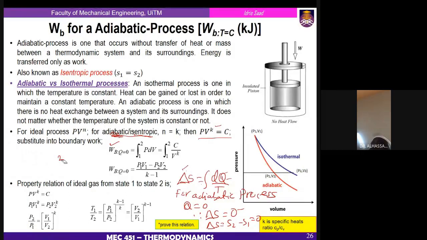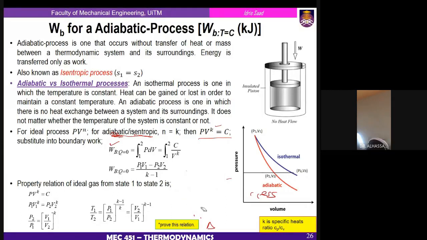Let me delete this part so we can have more space. Now if we want to develop the equation for this adiabatic process, which is the same as an isentropic process, we have the basic definition for the boundary work, this. Now we make a substitution. We know that PV raised to the power K is equal to C, so P equals C divided by V raised to the power K. Wherever we see P, we replace it by this. So that is it over here: the integral of C divided by V raised to the power K.